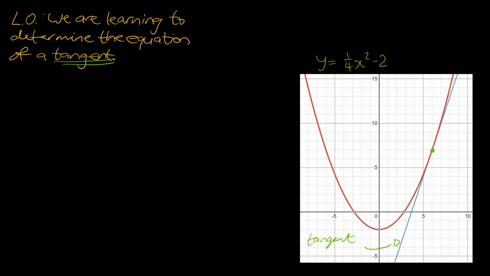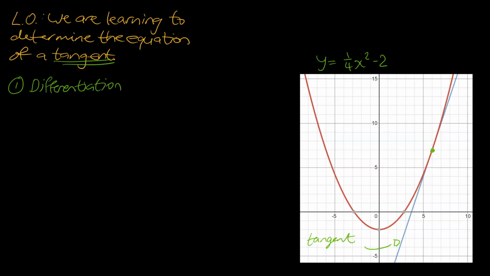So I suppose the first step we need to do is we need to differentiate our parabola equation to determine the gradient function of the parabola. And then from that, we'll be able to find out the gradient at that precise point that we're investigating.